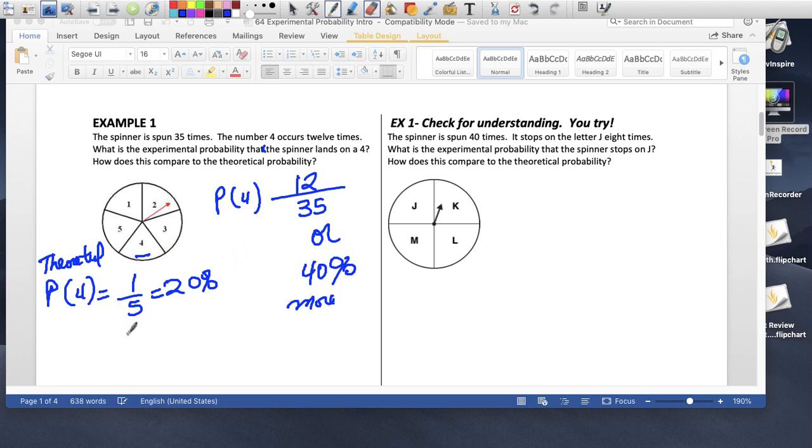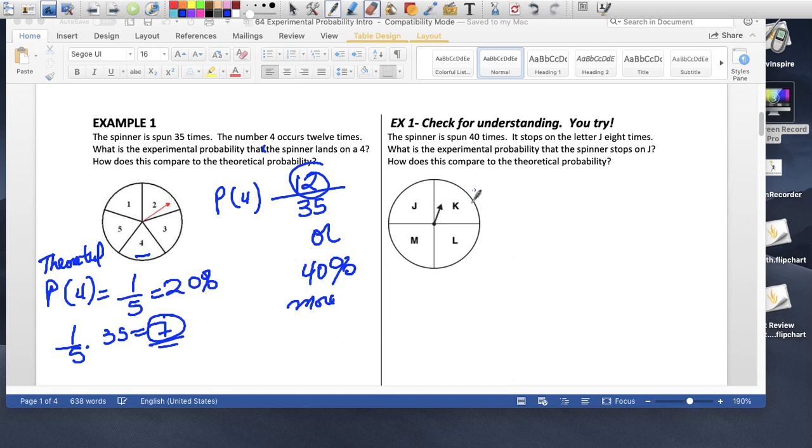So we can also use the theoretical to predict. If the probability of landing on 4 is 1 out of 5, and I'm going to spin it 35 times, we can make a prediction, right? So 1/5 times 35 is 7. So it was supposed to land on 4 7 times, but how many times did it land? It landed on 12, so it landed actually 5 more.